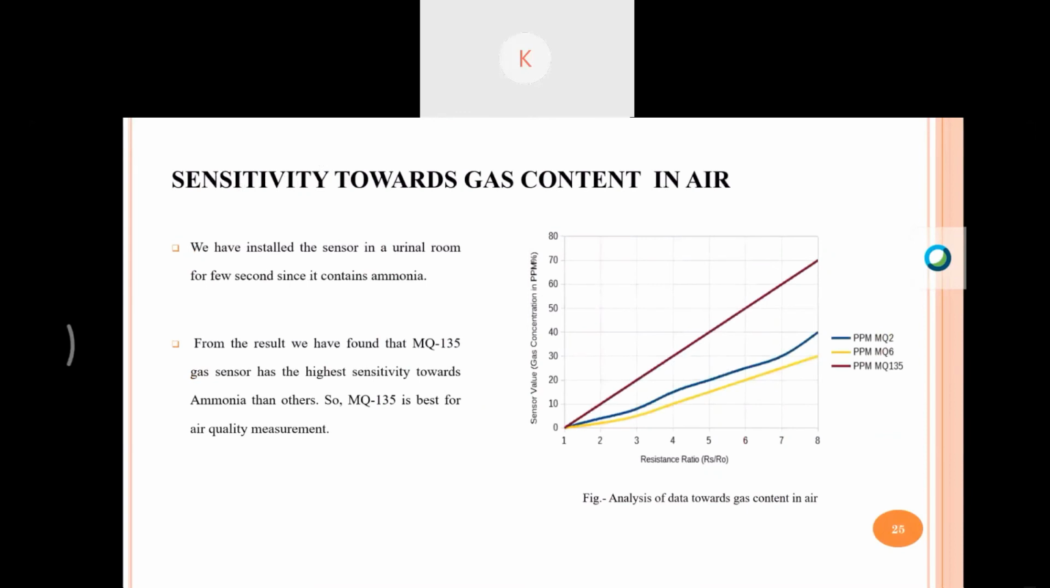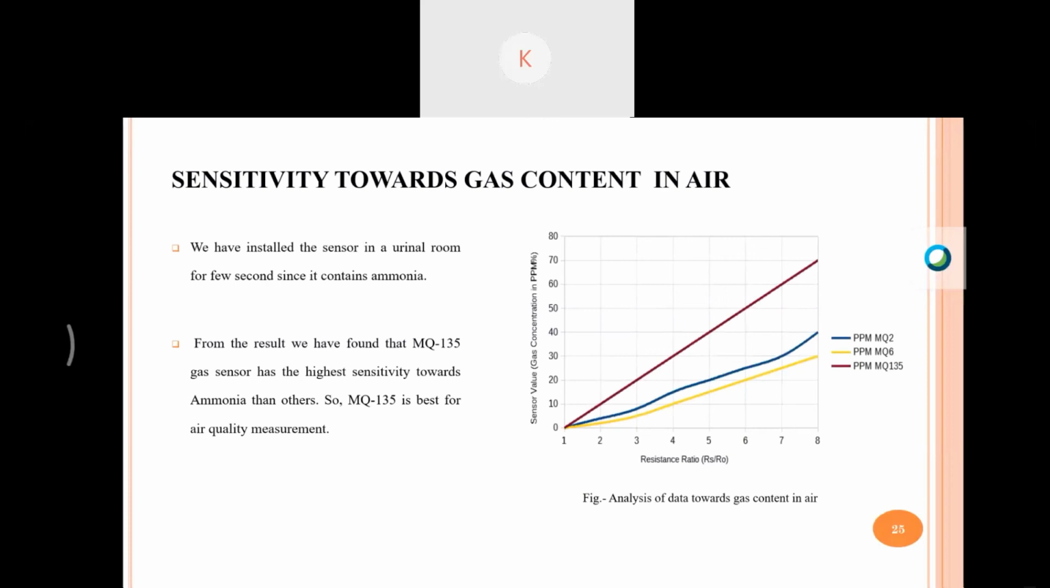Next, sensitivity towards ammonia gas content in air. So we have placed the sensor in a urinal room for a few seconds, because it contains ammonia. The procedure is the same as above for MQ2 and MQ135. From the result, we have found that the MQ135 gas sensor has the highest sensitivity towards ammonia, because MQ135 is not only used as a normal gas detector, but it can also act as an air quality sensor. But it is impossible to get sources like oxygen or nitrogen. That's why we have used ammonia, because it is easily available.